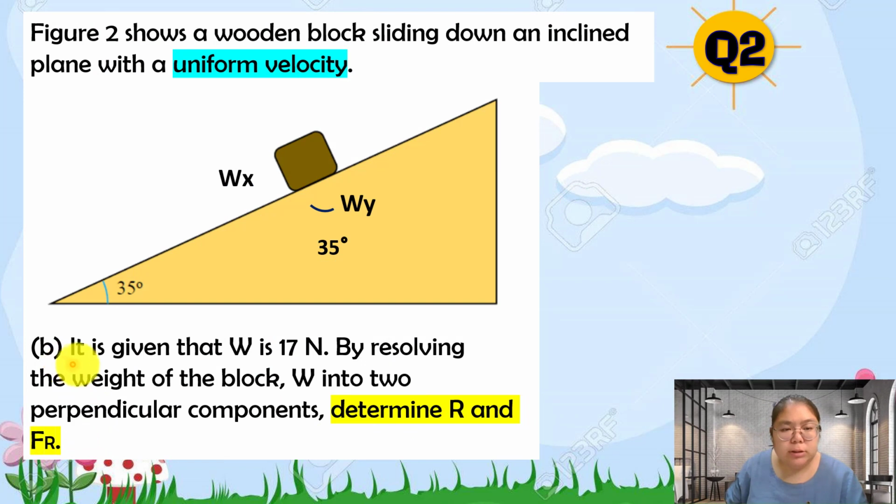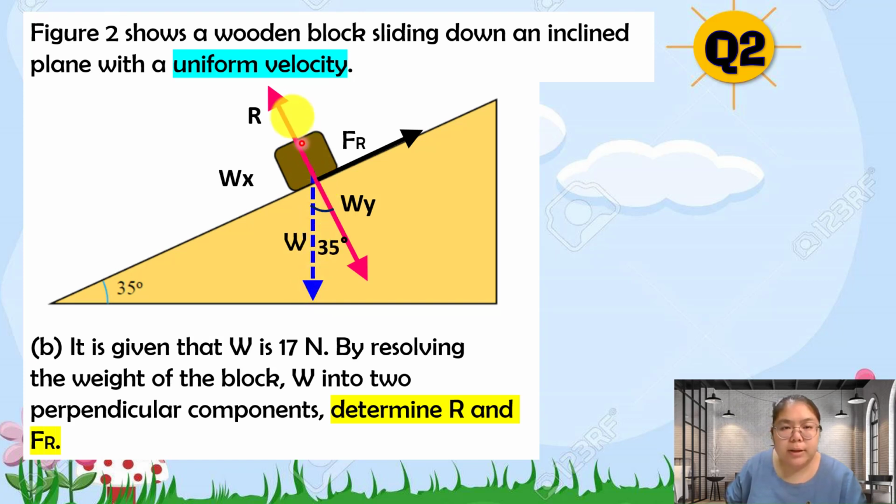Okay, now we continue. It is given that W is 17 Newton. Okay, the block is 17 Newton. By resolving the weight of the block W into two perpendicular components, determine the R and also FR. So we show again the line. This one is W. After that we got perpendicular components, vertical and also horizontal. So now we draw the full line first. From here you can see the weight. Now we need to resolve the weight into two components, one vertical, one horizontal.